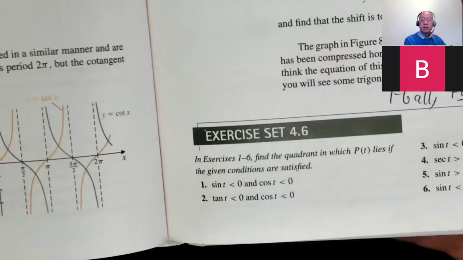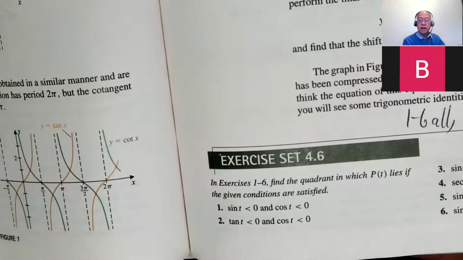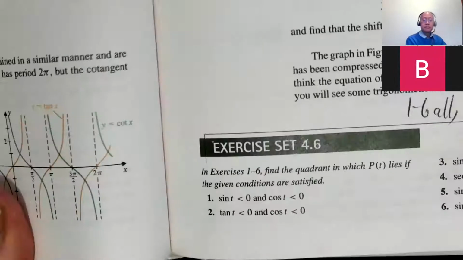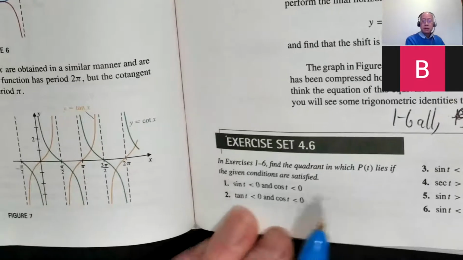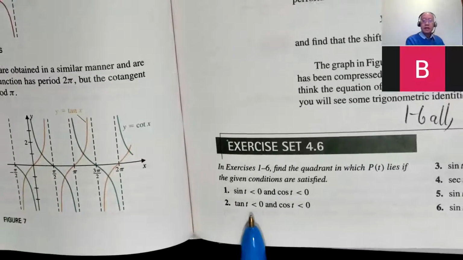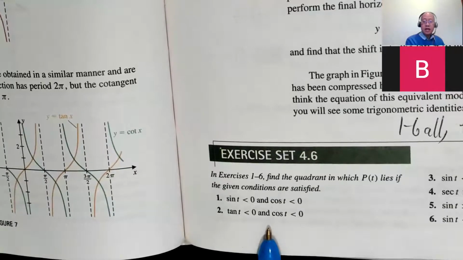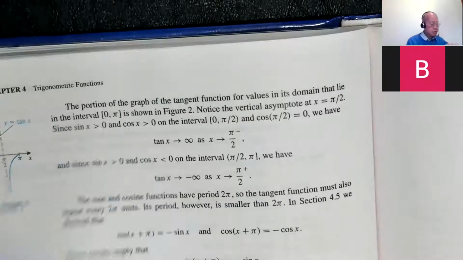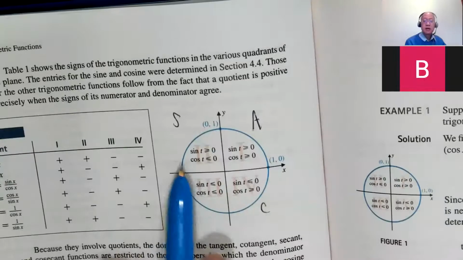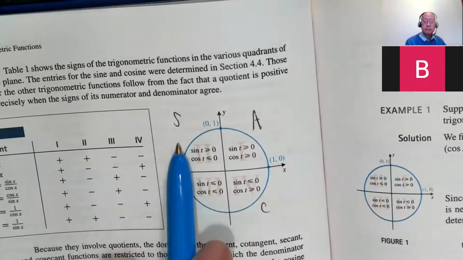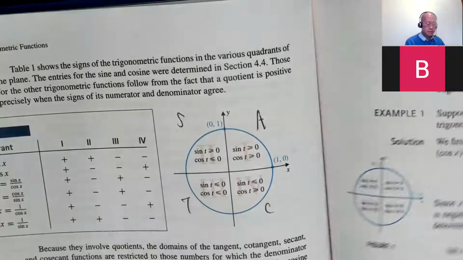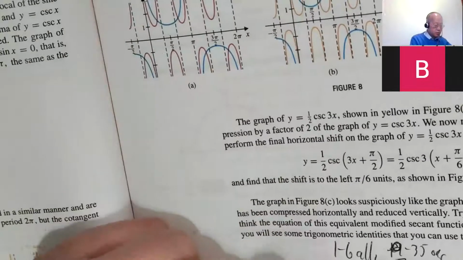All right, so find a quadrant where the given conditions are satisfied. Okay, 2. Tangent is negative, cosine is negative. Tangent negative, cosine negative. Second quadrant, right? Only the sine is positive. So this is quadrant 2.